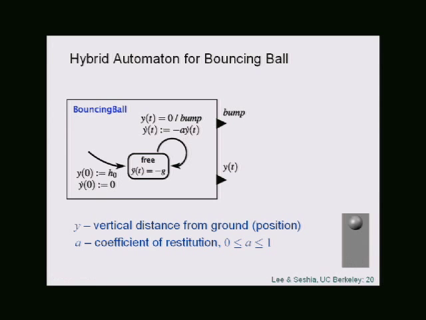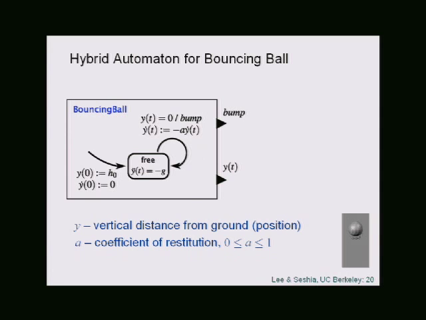Now, this is something you would not think of as a hybrid system because there really isn't any digital control to it, but it's actually a convenient way to model it. There is a discrete phase change in what happens to the system. When it hits the ground, then it reverses direction in this way.